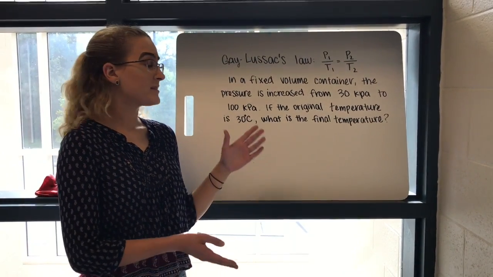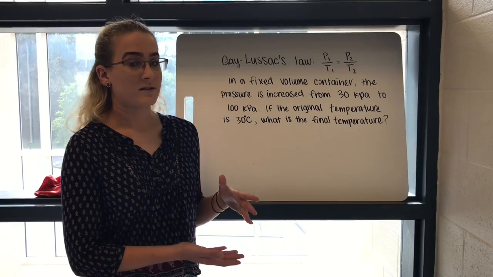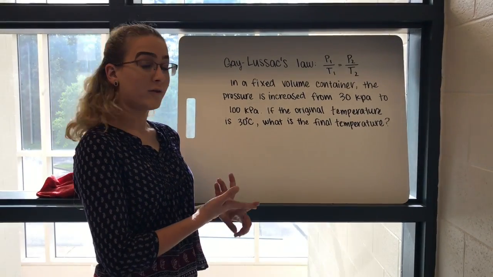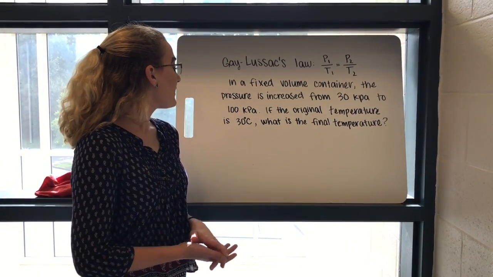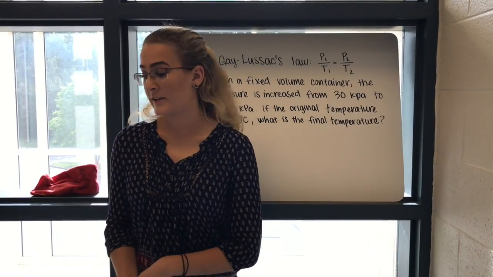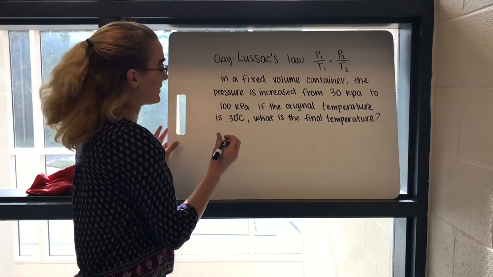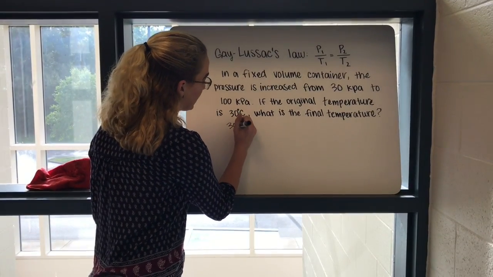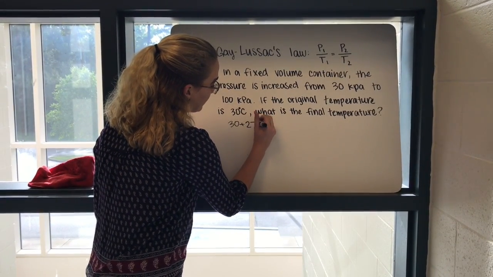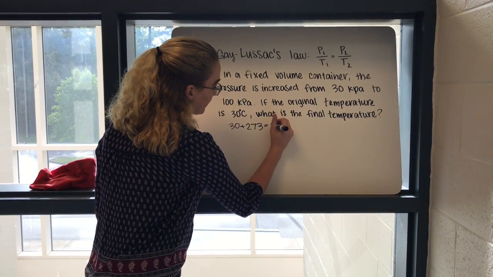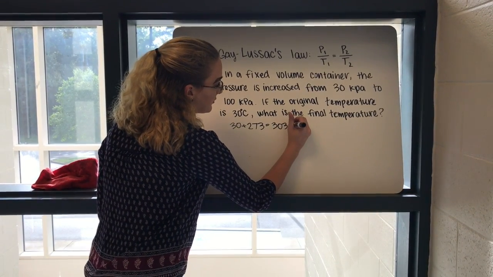So you may remember the standard unit for gas laws is Kelvin. So to make our 30 degrees Celsius into Kelvin, what we're going to do is add 273 to that. So we have 30 plus 273, which is going to equal 303 Kelvin.